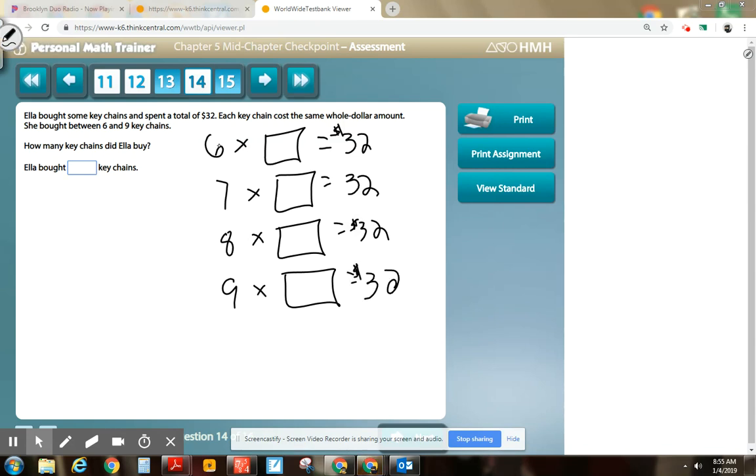Okay, so she bought 6 keychains, and each keychain costs the same. And we're going to do whole dollars. 6 times something equals 32. 6 times 6 is 36. 6 times 5 is 30, so it can't be that. 7 times 5 is 35. If each keychain was $5, it would be $35 total. How about 7 times 4? Well, 7 times 4 is 28, so it can't be that.